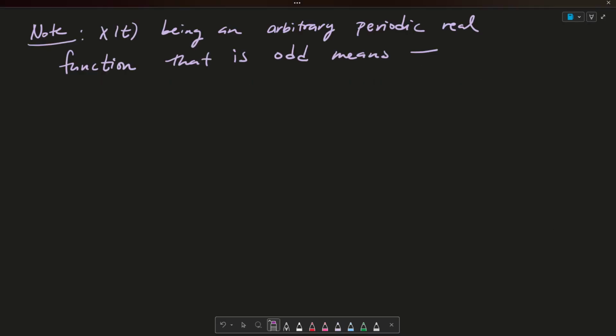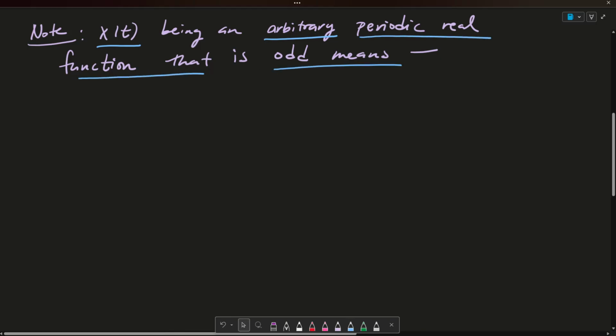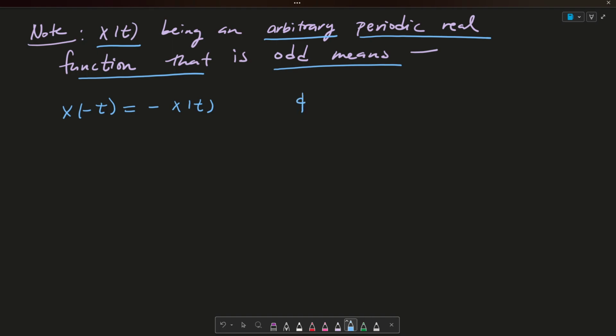And before we go ahead with the proofs, I want to make a note by what I mean when I say x of t is an arbitrary periodic real function that is odd. Essentially what that means is that x of minus t is equated to minus x of t, and x of t is equated to x of t plus capital T.